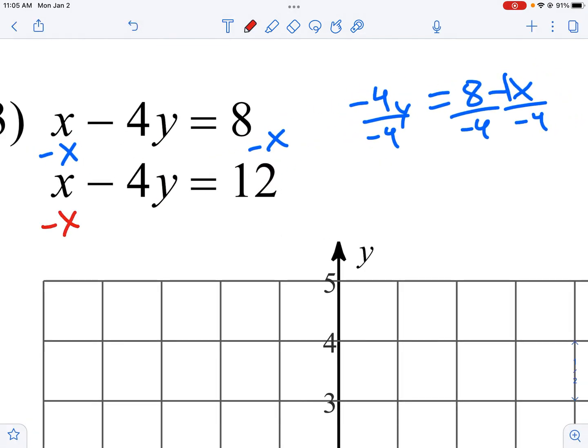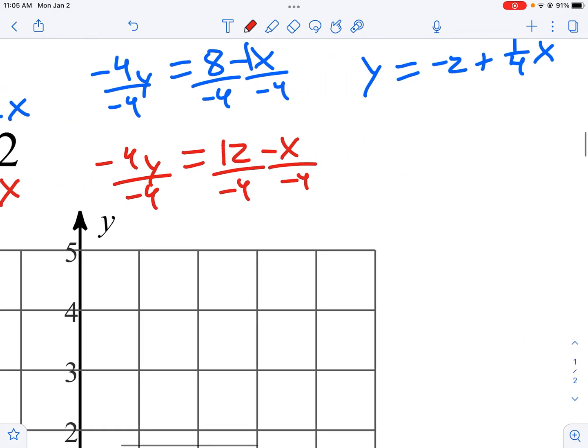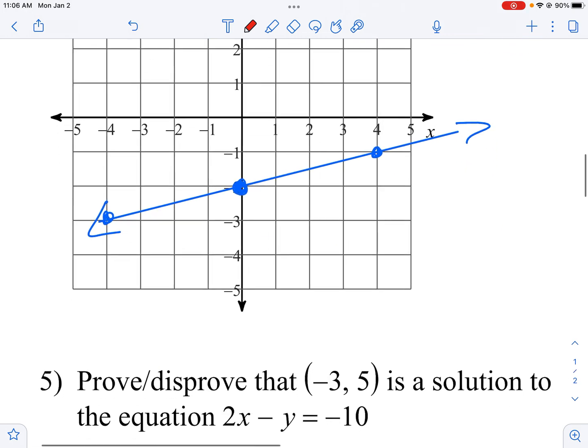Again, let's subtract some x. Now I got -4y equals 12 minus x. That's pretty similar to our last one. Divide everything by -4. And now I got y equals -3 plus 1/4 x. So it has the same slope, but a different y-intercept.